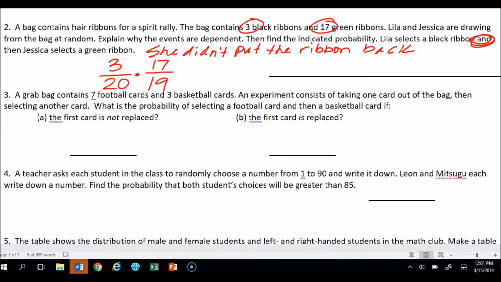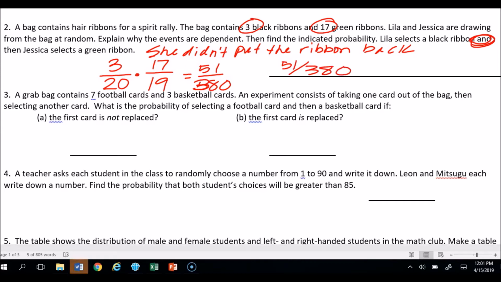So we're going to multiply across the top, and when we do that, we get 51. When we multiply across the bottom, we get 380. And that cannot be simplified. So our answer here is 51 over 380.